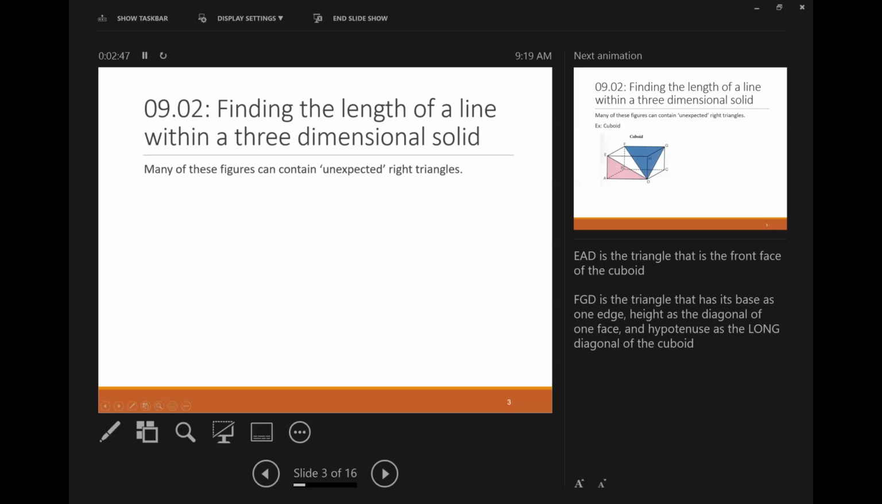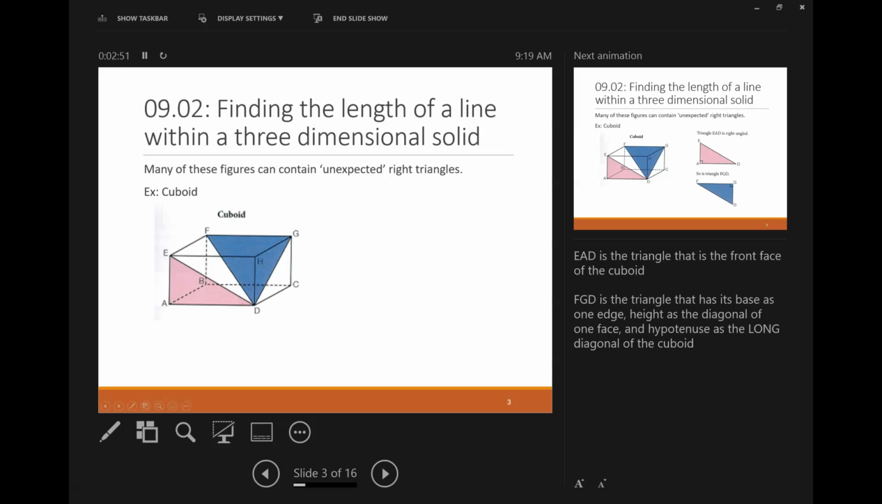We can have some that are maybe a little bit less obvious to think about. So for example, in this cuboid, again, a cuboid is just another term for something like a box, where the sides of the box are rectangles. So this pink triangle is just like half of the front of the box, right? That's a pretty obvious, easy to see calculation triangle.